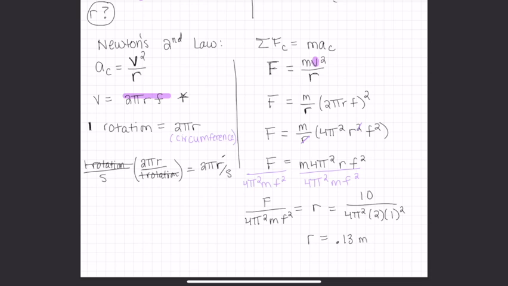And then just because of how small of meters that is, you can also put that in centimeters, which would just be 13. But it'll depend on what you're being asked for. If you're told specific units or if you can use whatever you want, either answer is correct.